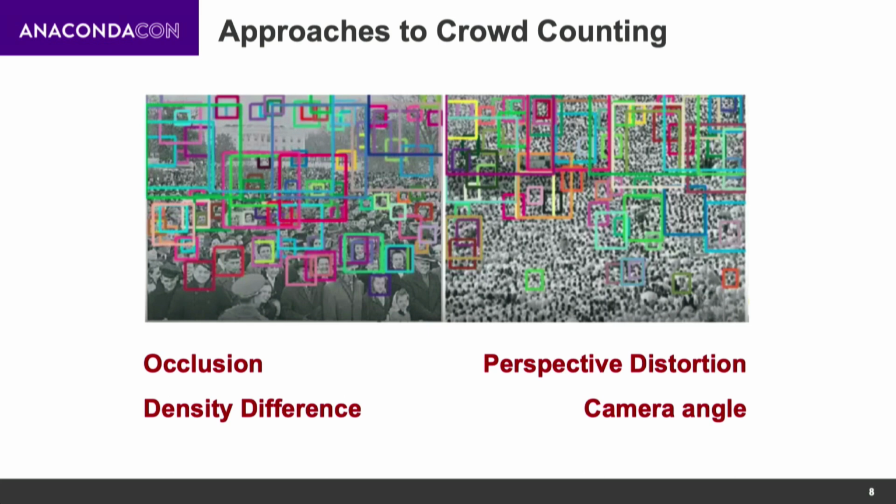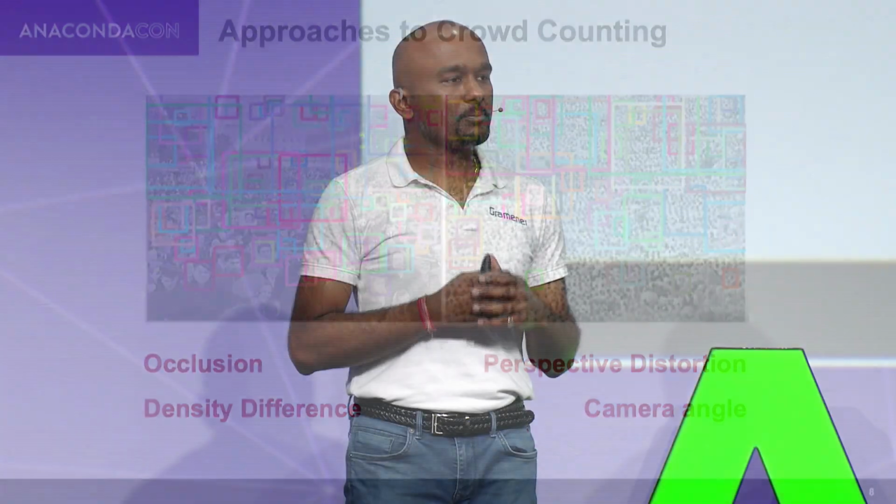And perspective distortion. Those closer to the camera appear to be bigger compared to those at the far end, which might be a tiny speck or a blob. And the density could vary within the picture. There could be portions where people are huddling together, others with very sparse density, all within a single picture. How can you train one model which can handle all of these variations?